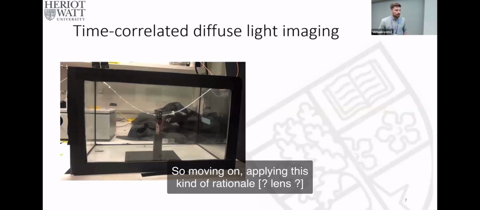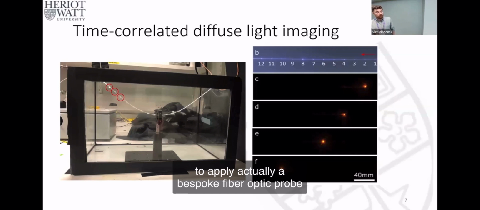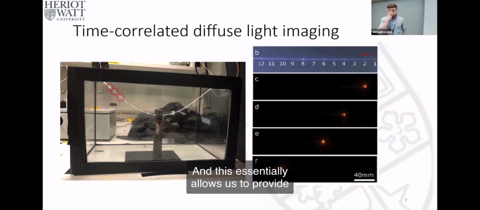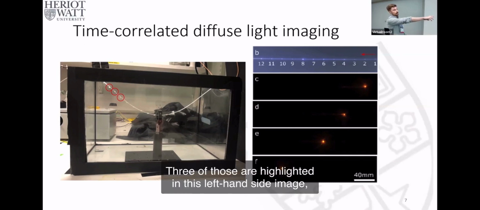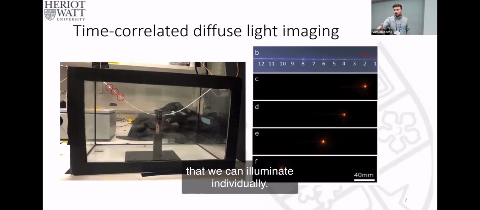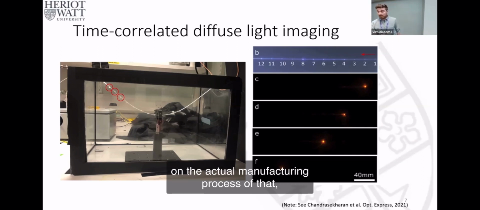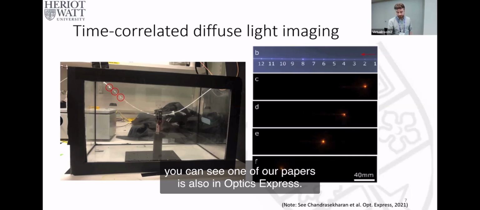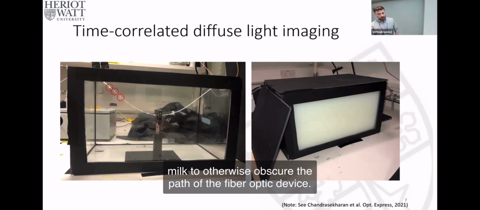Moving on, applying this rationale to diffuse light imaging of otherwise obscure medical devices, we chose to apply a bespoke fiber optic probe that we manufactured in-house. This allows us to provide discrete illumination at many locations along the device line. Three of those are highlighted in this left-hand side image, but the fiber that we applied in this measurement actually had 18 discrete locations that we can illuminate individually. If you want information on the manufacturing process, you can see one of our papers, also in Optics Express.